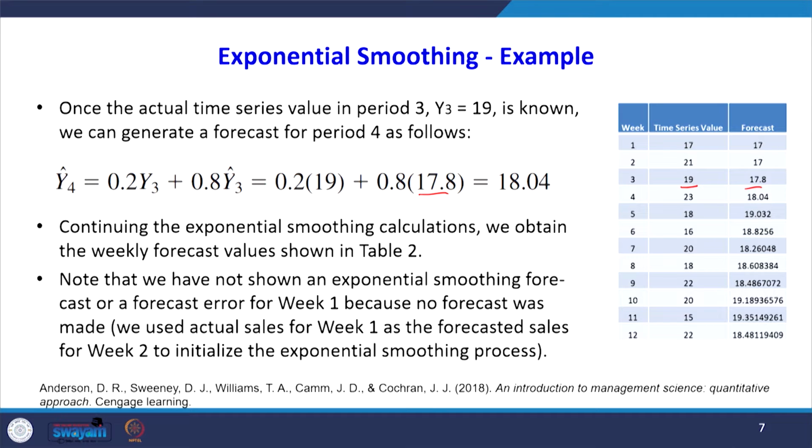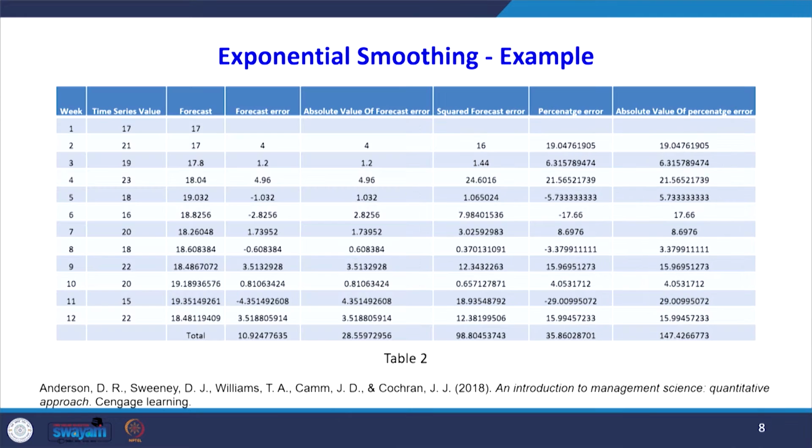Continuing the exponential smoothing calculations, we obtain the weekly forecast values as shown in the table. Note that we have not shown an exponential smoothing forecast or a forecast error for week 1. In the next slide I will show you. This is the complete exponential smoothing where alpha equals 0.2.